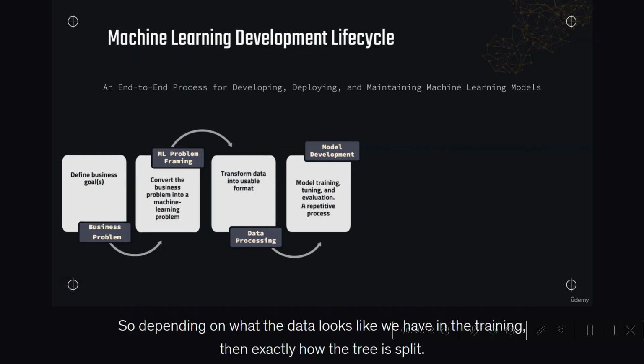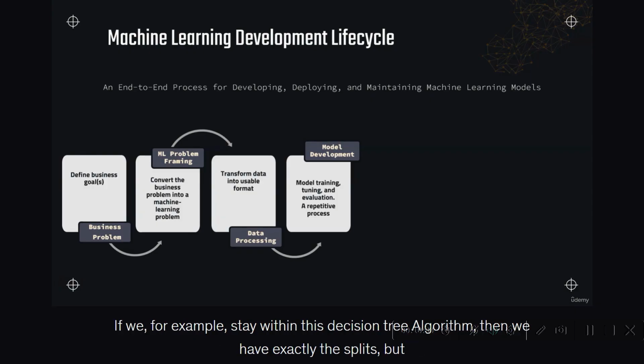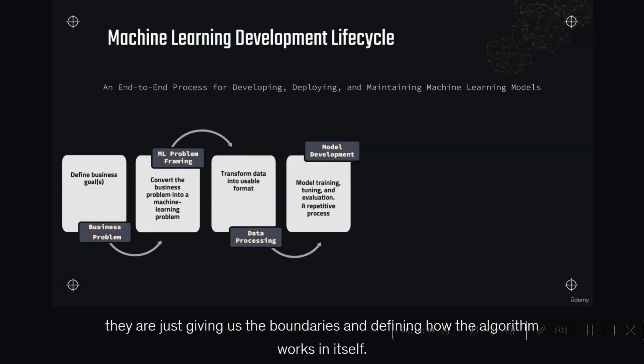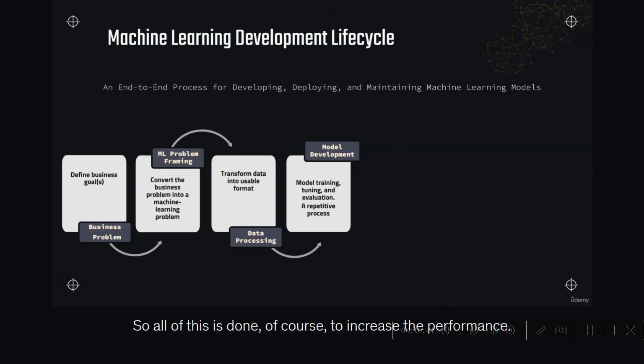So depending on what the data looks like, we have in the training then exactly how the tree is split. If we, for example, stay within this decision tree algorithm, then we have exactly the splits, but they are just giving us the boundaries and defining how the algorithm works in itself. All right, so all of this is done, of course, to increase the performance.